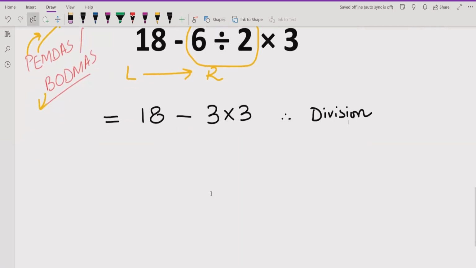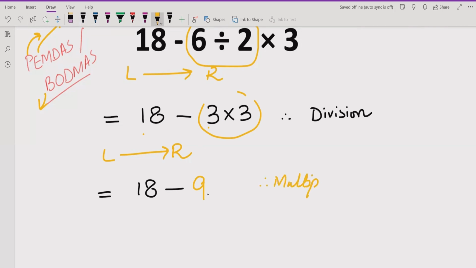Now we go again left to right and see which we will solve first. As per the rule, we do not solve this part first. We have to solve this part, which is 3 multiplied by 3, so we will solve this one first. 18 minus, 3 threes are 9. Here we did the multiplication first. After solving the remaining part, we get the answer 9. So the correct answer of this expression is 9.